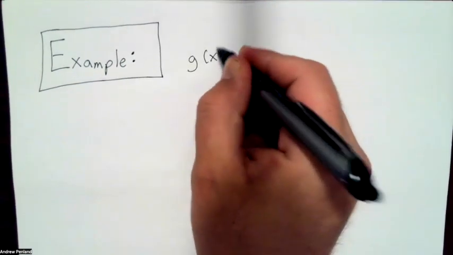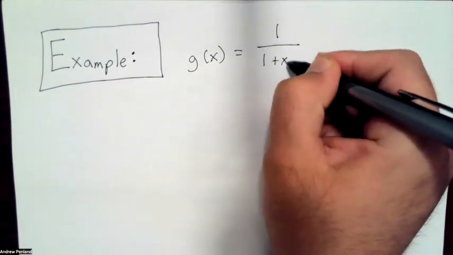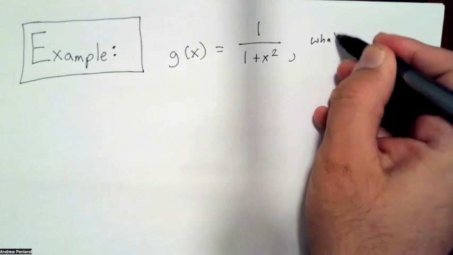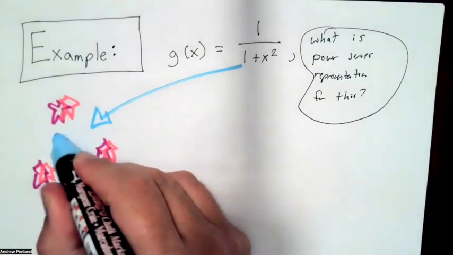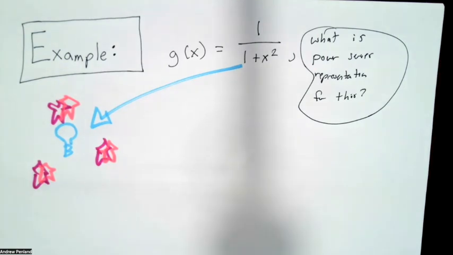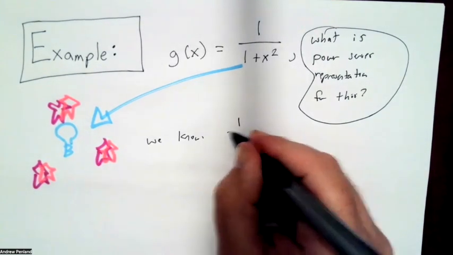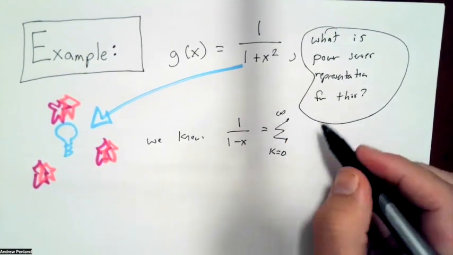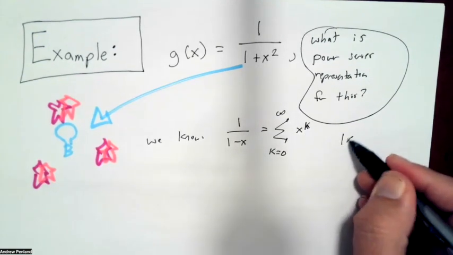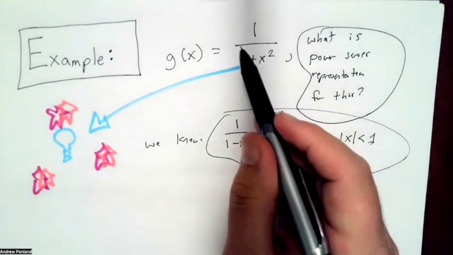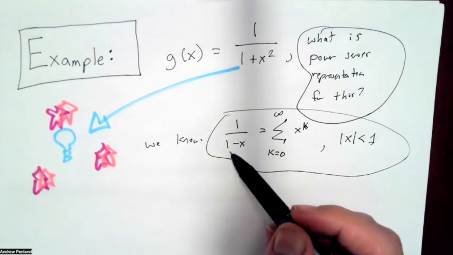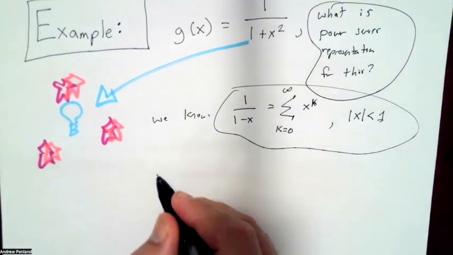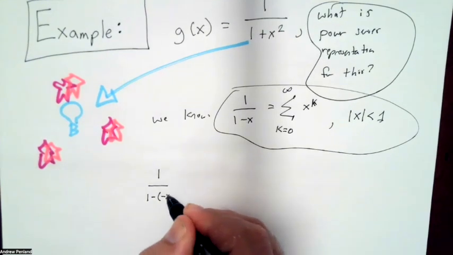Let's look at another example. Let's look at g of x equals 1 over 1 plus x squared and see if we can find the power series representation for this. And the key idea here is that this kind of looks like something we know. We know how to represent 1 over 1 minus x as the sum from k equals 0 to infinity of x to the k, as long as the absolute value of x is strictly less than 1. So 1 over 1 plus x squared kind of looks like 1 over 1 minus x. The only thing that's different is that instead of a minus x, we have a plus x squared. So let's try that. We're going to do 1 minus negative x squared.